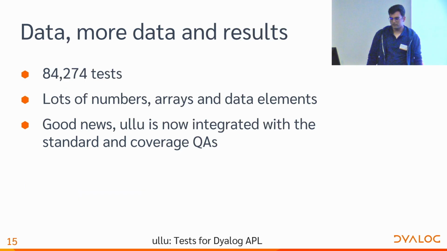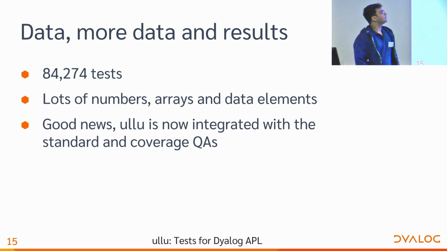So data, more data, and results. Ullu currently has close to 85,000 tests that it encompasses for the 11 primitives. Lots of numbers, lots of arrays, lots of data elements, a lot of data. And good news is ullu is now integrated with the standard and coverage QAs of Dyalog APL, and it runs overnight with all of the test suite.